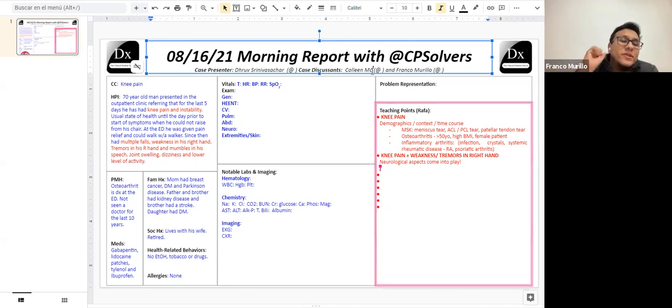So I think this is the only thing that is kind of localizing besides the knee. So the only thing that could put the balance over the neurologic things would be the multiple falls, if we put a little weight on that symptom. That's the way I'm thinking right now.